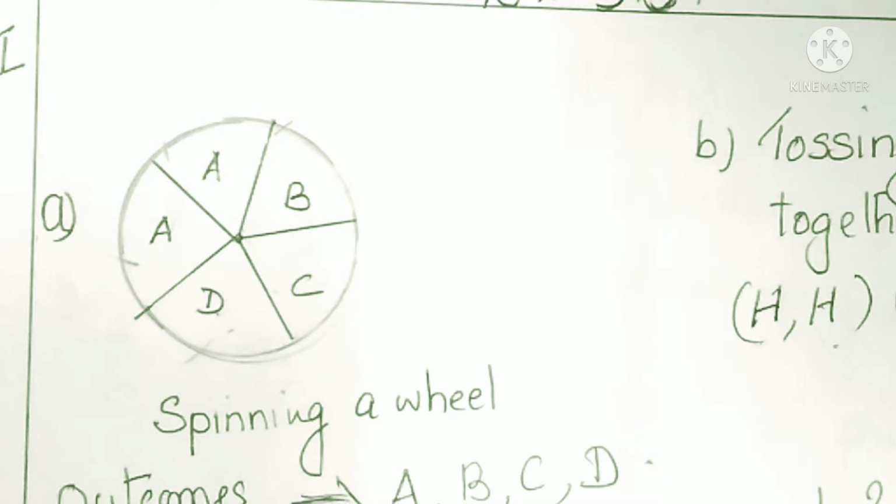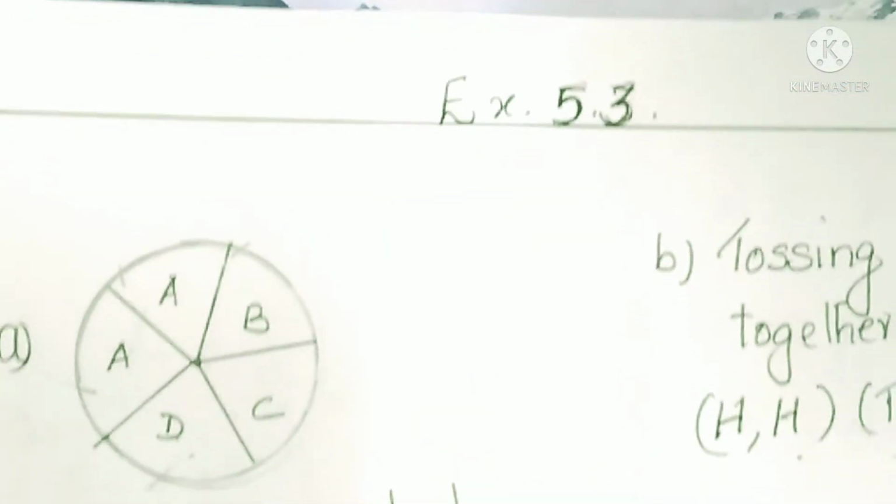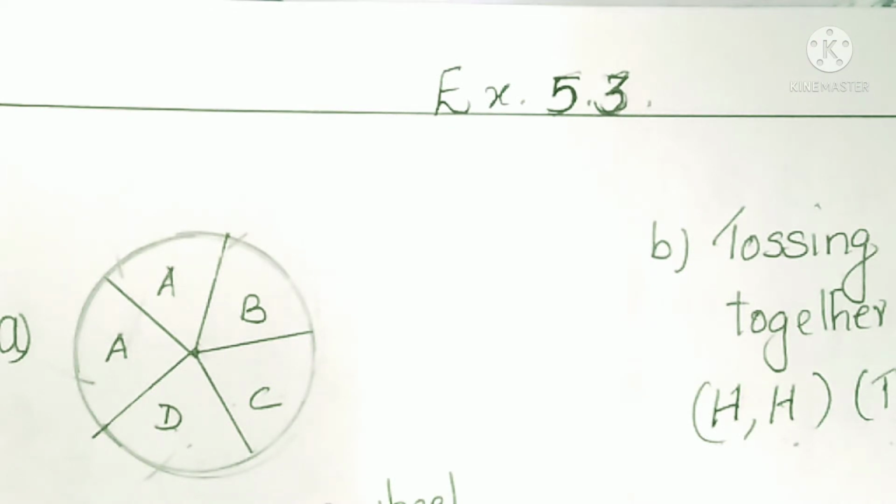Hello dear students, in the previous class we learnt the basic concepts of probability and we also learned some important terms and their definitions. Today we are going to work out exercise 5.3. So the first question is, list the outcomes you can see in these experiments.